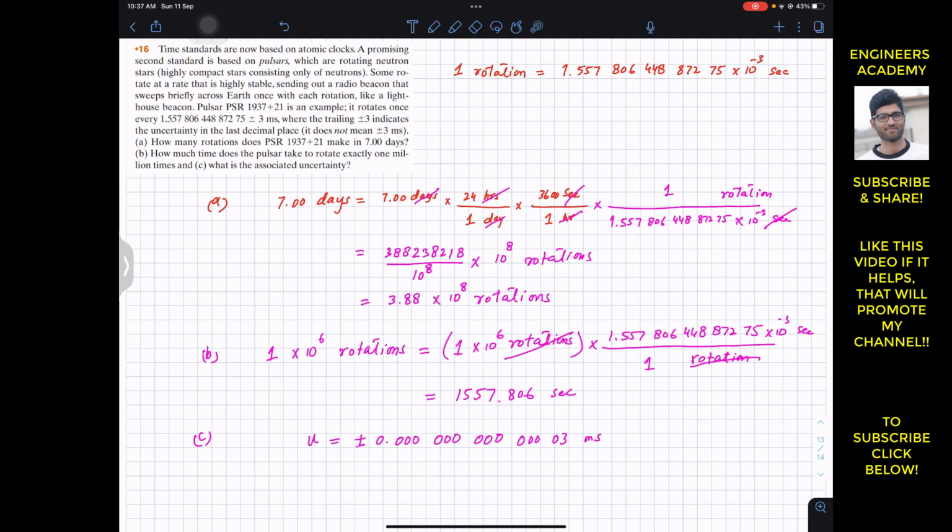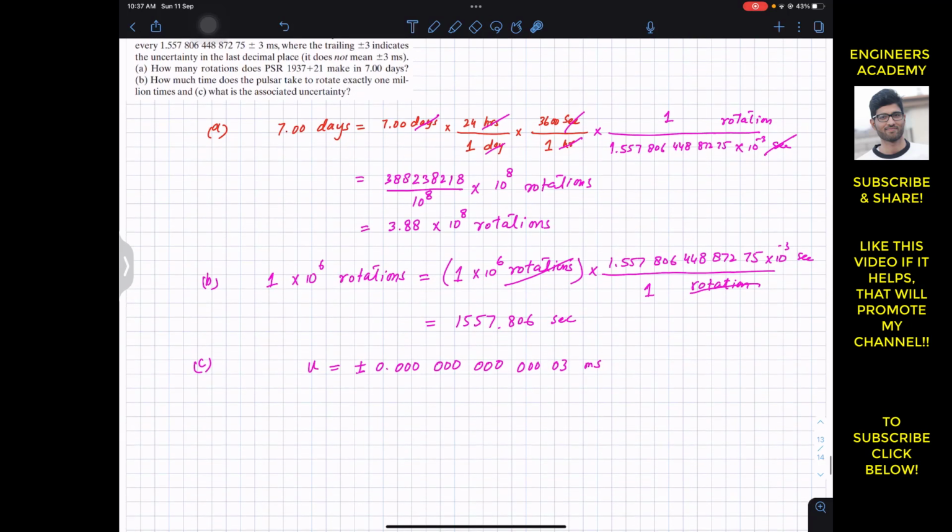So now if I count all these, this is 3, 6, 9, 12, 13, 14. So if you want to bring this decimal place until here, we need to write it like this. This will be 3 into 10 raised to the power minus 14 milliseconds. And if you want to convert it into seconds, this is 3 into 10 raised to the power minus 14, and milli is 10 raised to the power minus 3. So this is minus 14 plus minus 3. So this uncertainty is 3 into 10 raised to the power minus 17 seconds in one rotation.